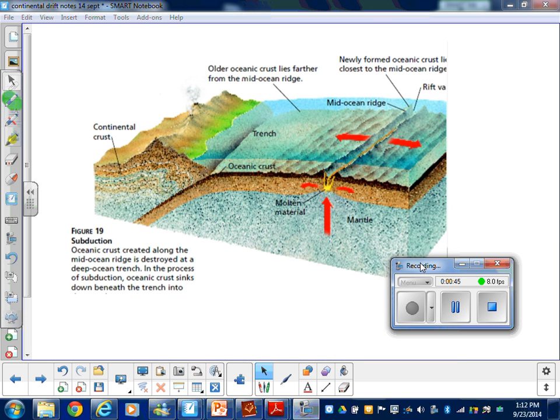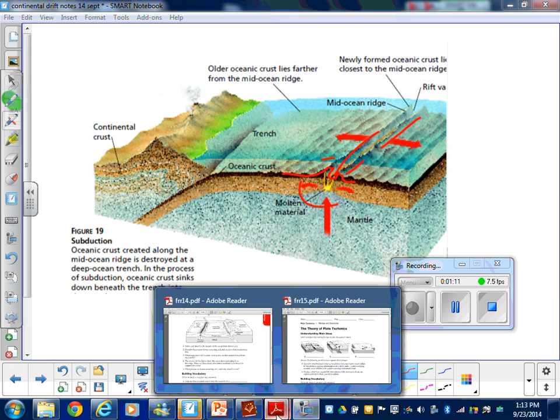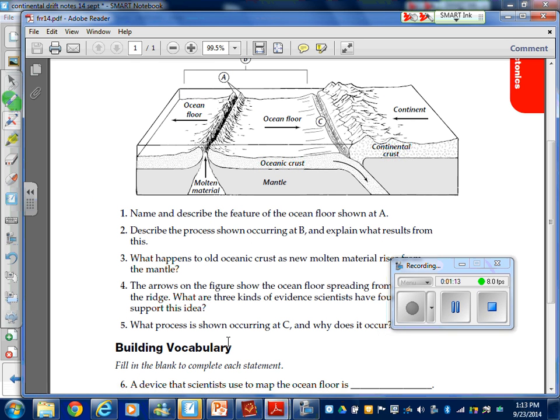So the first one, name and describe the feature shown at A. So again, what do we have here in your picture? This is what it's showing. So what is this feature here? Who can tell me? So number one, name and describe the feature of the ocean floor shown at A. And again, you guys have this picture, but it's the same thing. So it's the mid-ocean ridge.